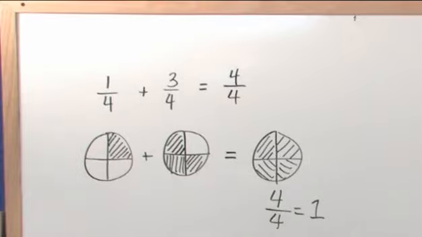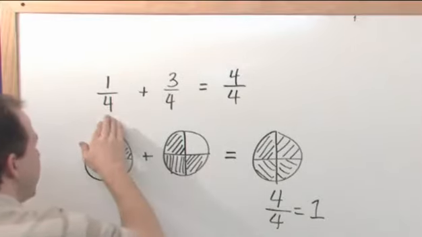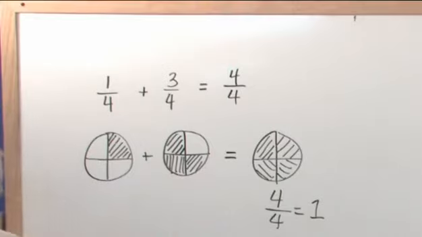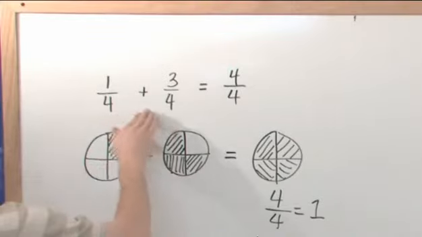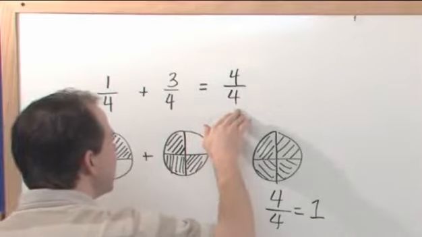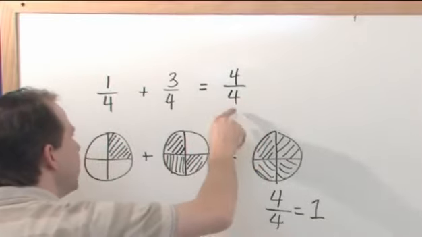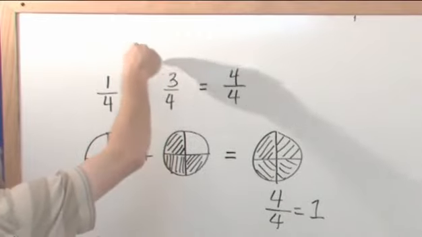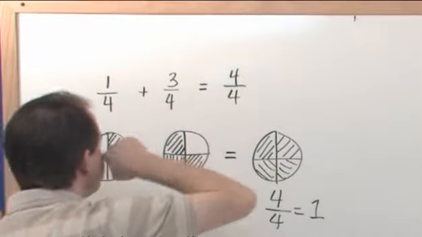So let's review the bidding here. The bottom numbers were the same, which we have to have to add fractions. You cannot add fractions unless the bottom number is the same. So they are the same in this case, so we just carry it along. We don't add it, we don't subtract it, we don't do anything, we just carry it along. Because they are the same, now we can just add the top two numbers. 1 plus 3 gives us 4.